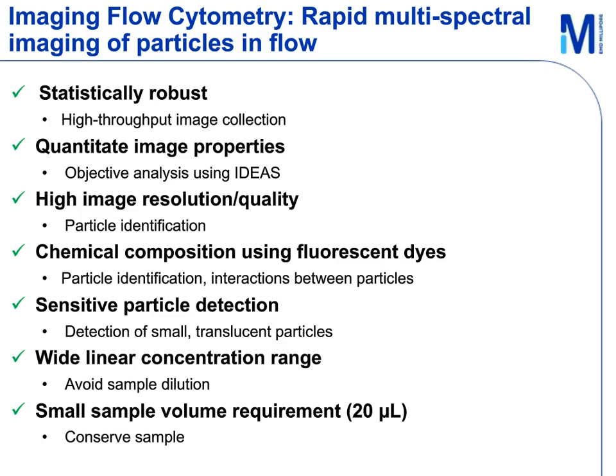Particles can be detected using fluorescent or side scatter signals, which can allow sensitive detection of particles difficult to measure using light transmission-based techniques. Imaging flow cytometry can accurately measure highly concentrated samples, which can avoid the need for sample dilution. Finally, the ImageStream and FlowCite systems have a low sample volume requirement, which can allow precious sample to be conserved when performing this assay.